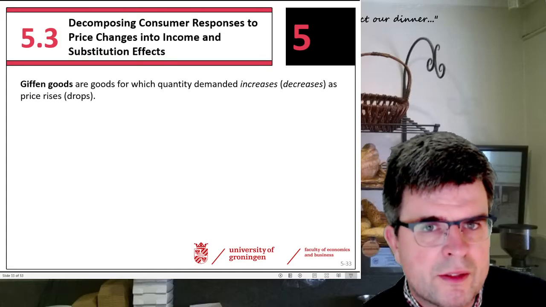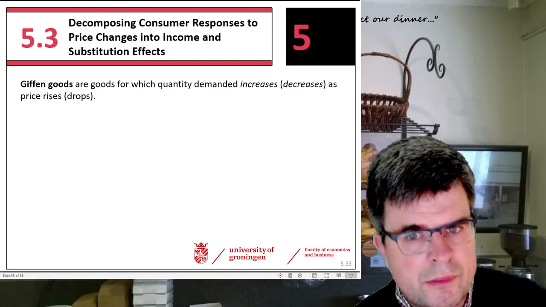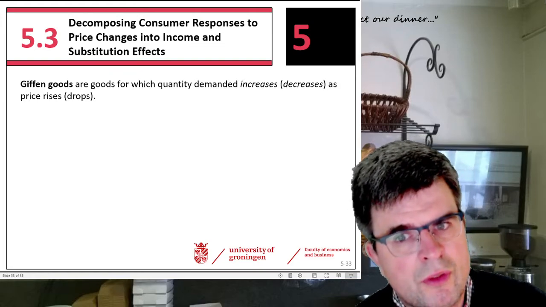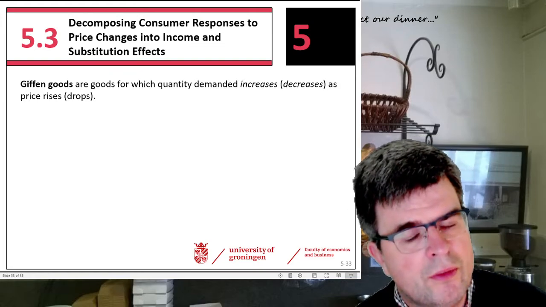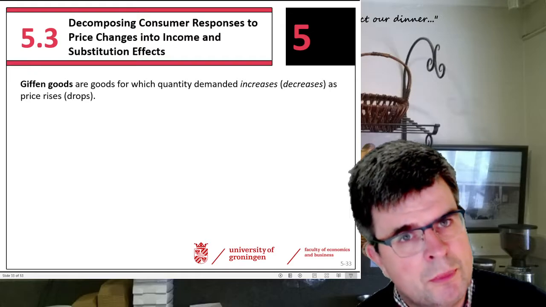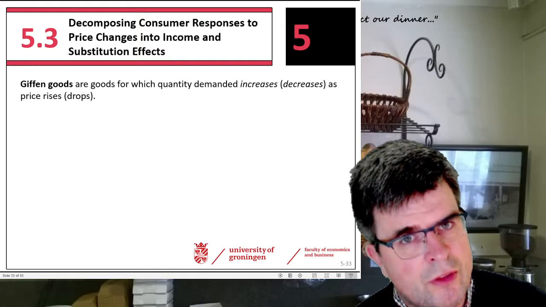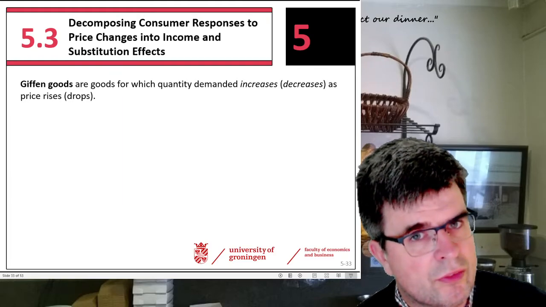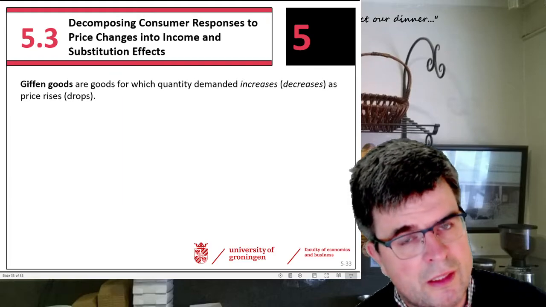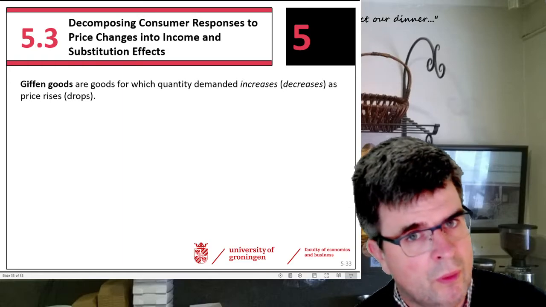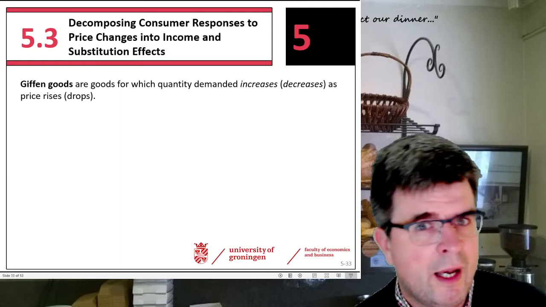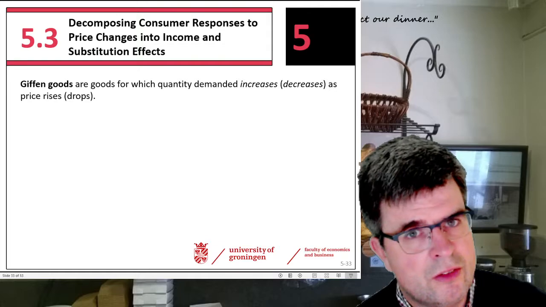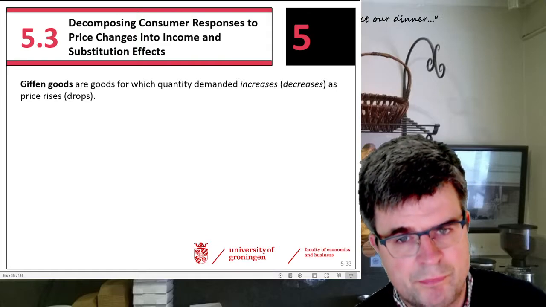Another extreme example are Giffen goods. Giffen goods are defined as goods for which the quantity demanded increases as the price increases. So here the total effect is negative. A decrease in price leads to less consumption of the good, unlike what we saw for noodles, and an increase in the price of the good leads to an increase in the consumption.